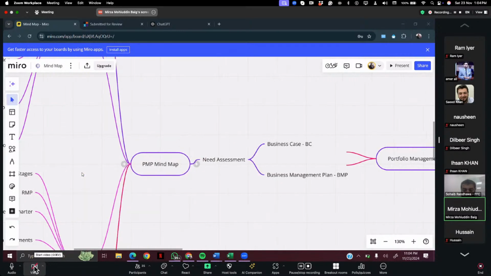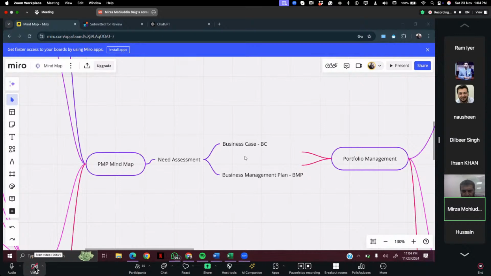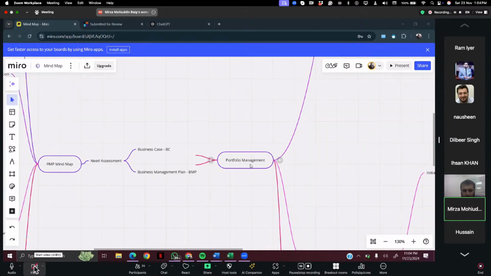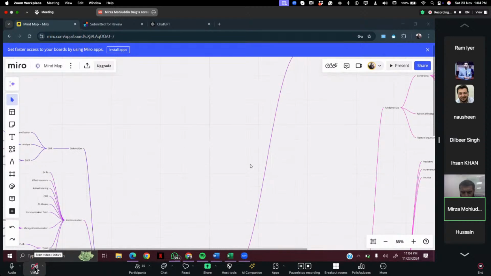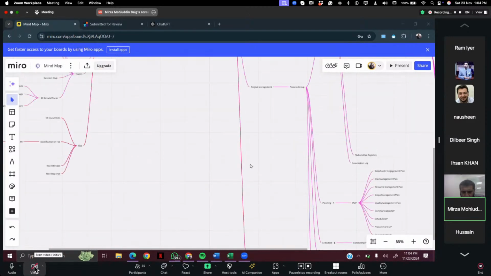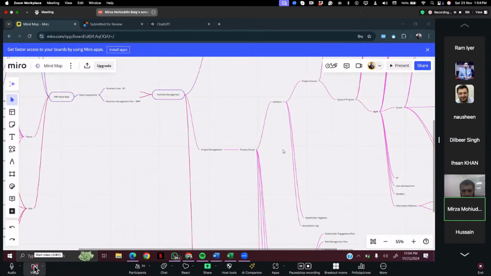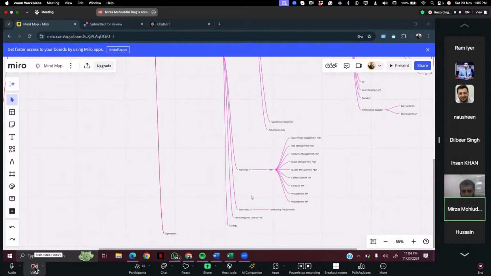Okay, so we start from the PMP mind map, then comes the need assessment, and there are two things: business case and business management plan, and then comes portfolio management. In portfolio management, we have a few things: program management, then project management, and then operations. Speaking further about project management, there are process groups: initiation, planning, execution, monitoring and control, and closing.